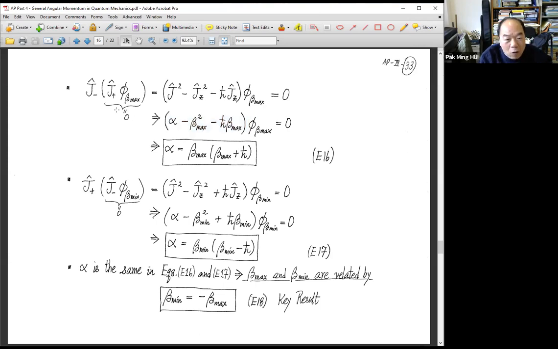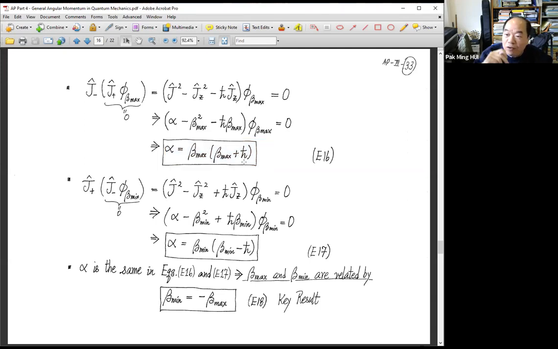However, this whole thing must be 0. The state is not 0, so this bracket must be 0. So we have a relationship: the magnitude square eigenvalue must be of this form. All right.